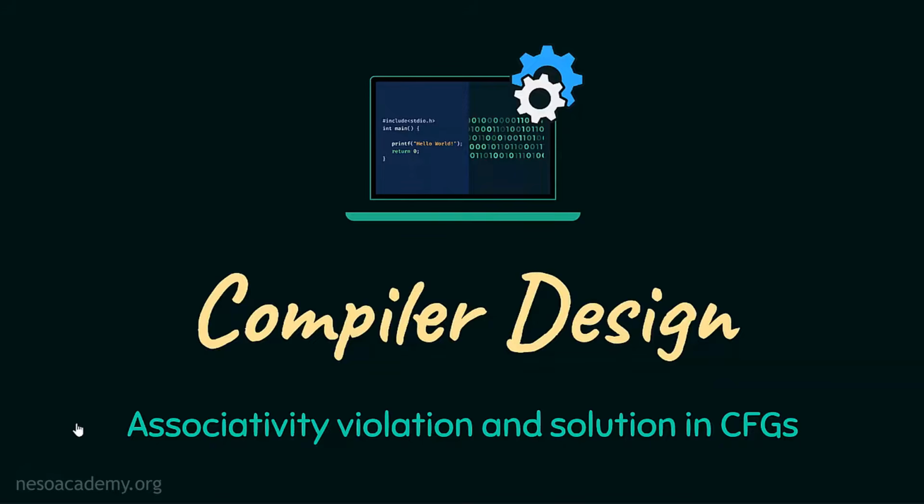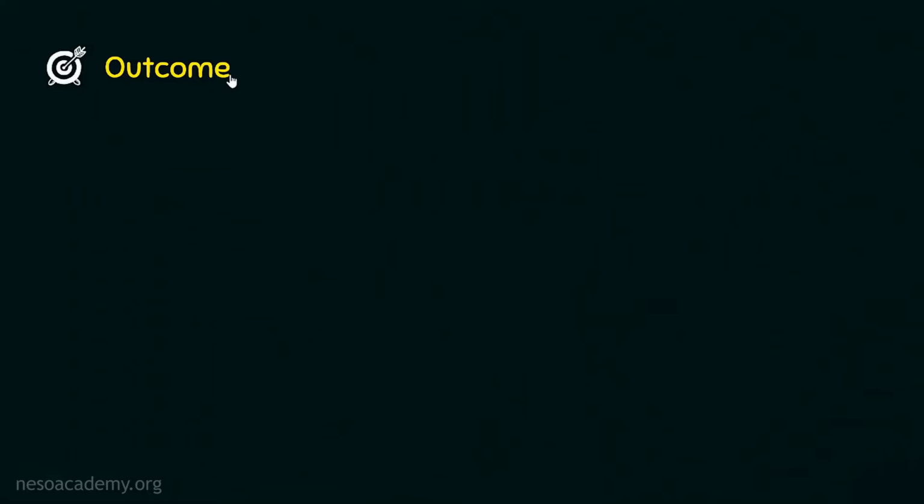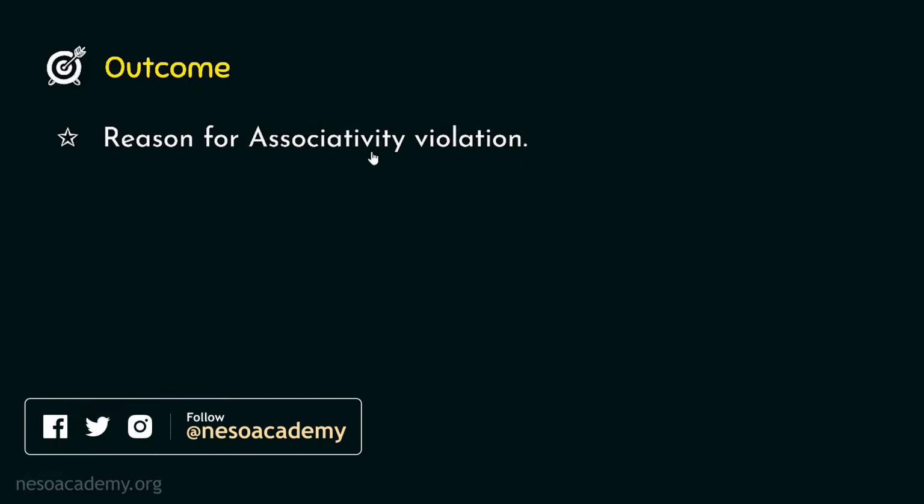In this session, we will observe the associativity violation and the solution with respect to context-free grammars. So, without any further ado, let's get to learning. Coming to the outcome of today's session, today we will start off by learning the reason for associativity violation. Basically, we will observe what exactly leads to associativity violation, and thereafter we will learn the solution to it.